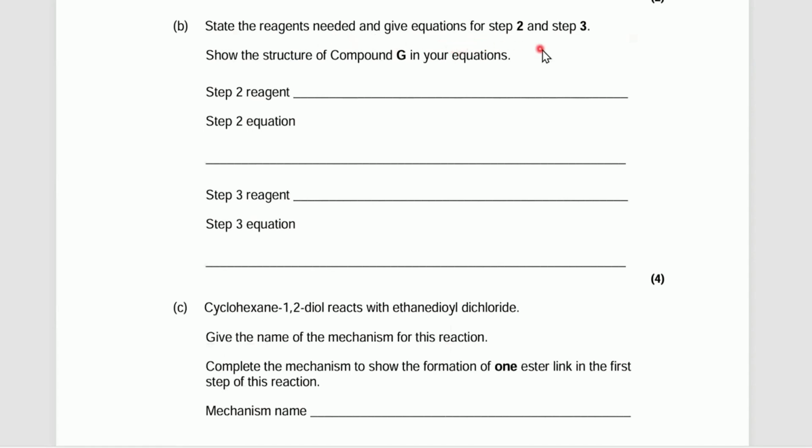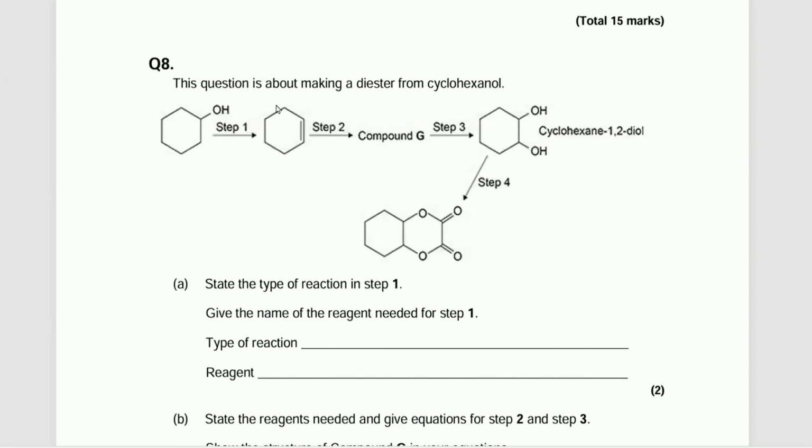Right, state the reagents needed and give the equations for step 2 and 3. So let's check out step 2 and 3. And it does tell us explicitly, show the structure of compound G in your equations. So we need to show the actual structure of that. So let's look at step 2. We're going from this alkene and we end up at a diol, right?